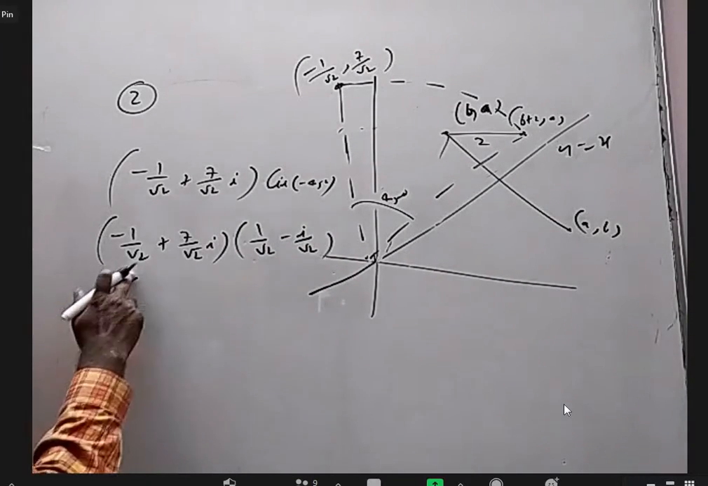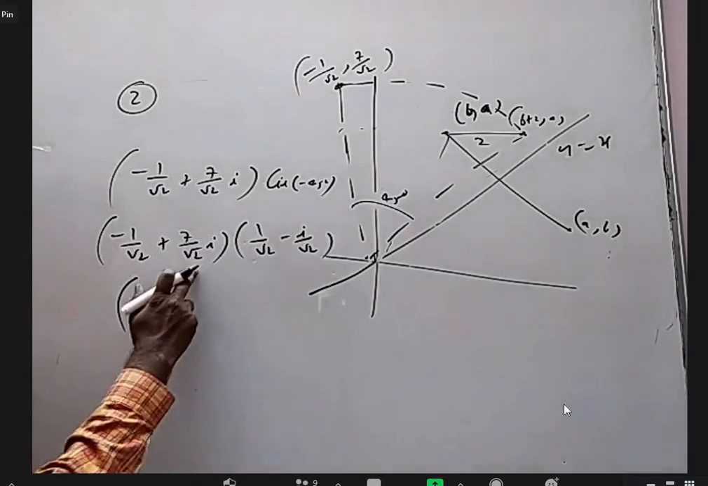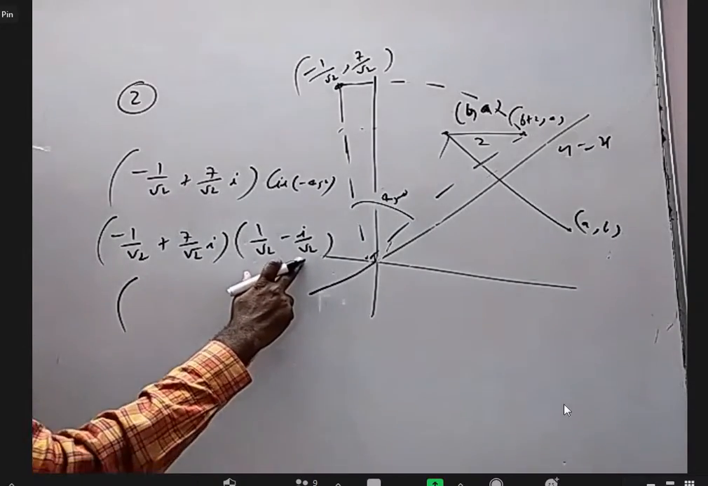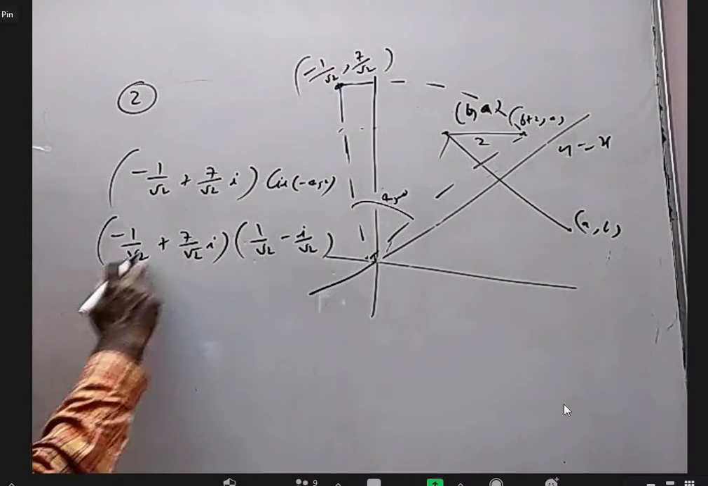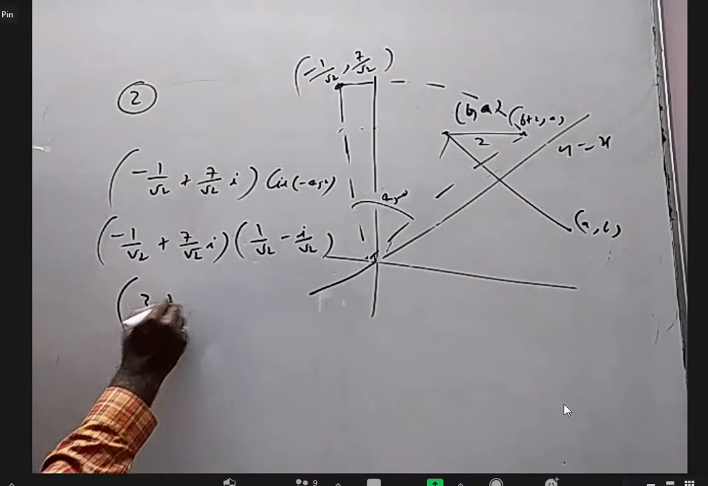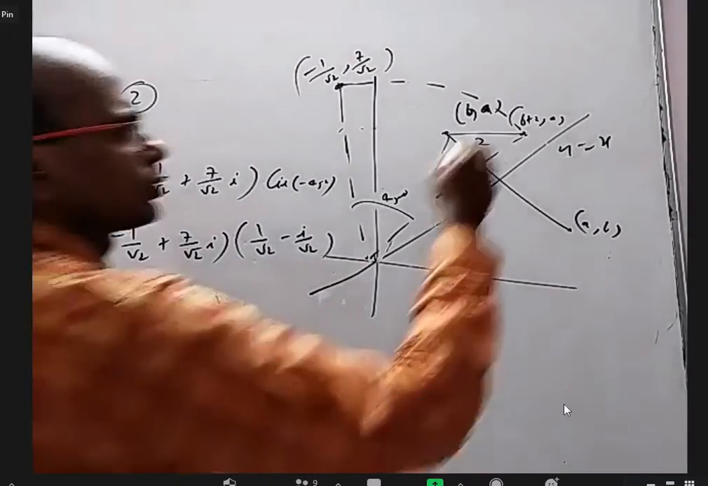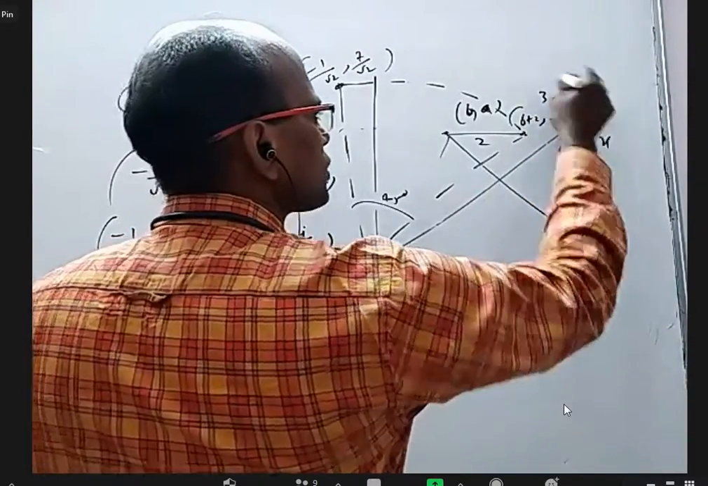Okay, so this into this is minus 1 by 2, and this into this is plus 7 by 2. 7 by 2 minus 1 by 2 is 3. And regarding i, this is 7 by 2, this is 1 by 2, that is 4. 3 plus 4i. So this became 3 plus 4i.